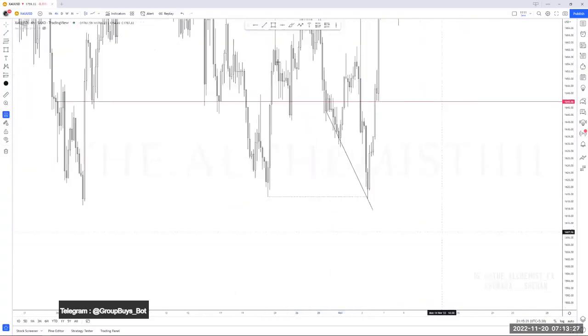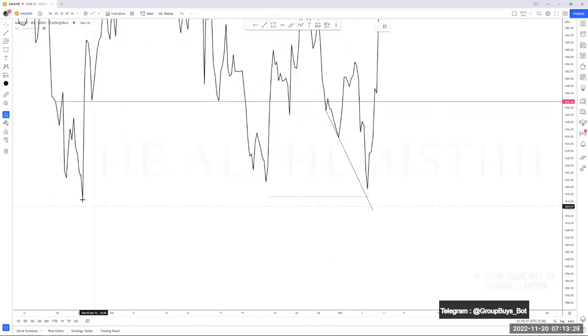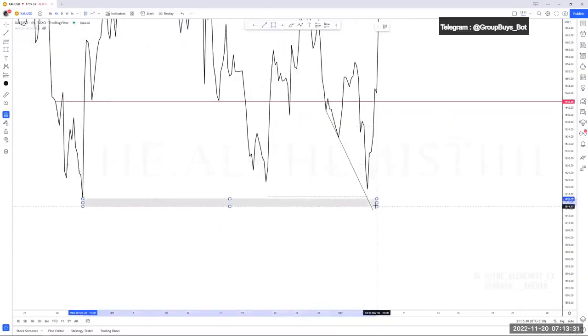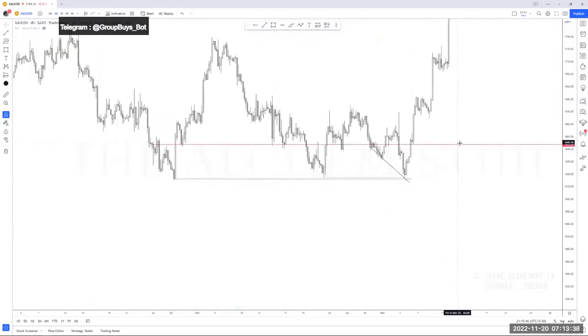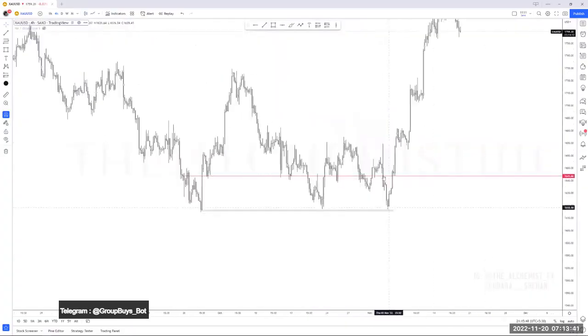We had this, and then below that on the 4 hour we had a support. What happened? Right into it. See that? Right into it, started flying. So that was another one. I'll show you another one.